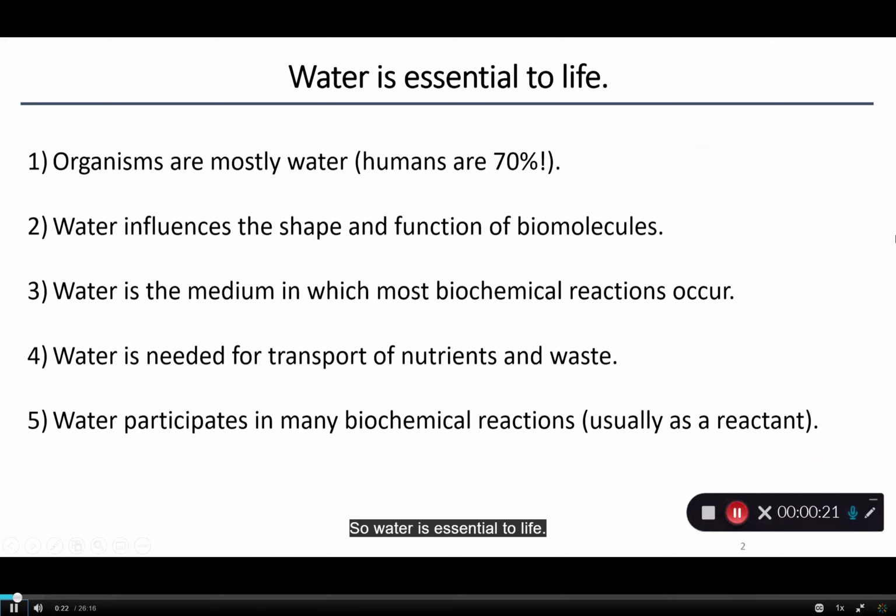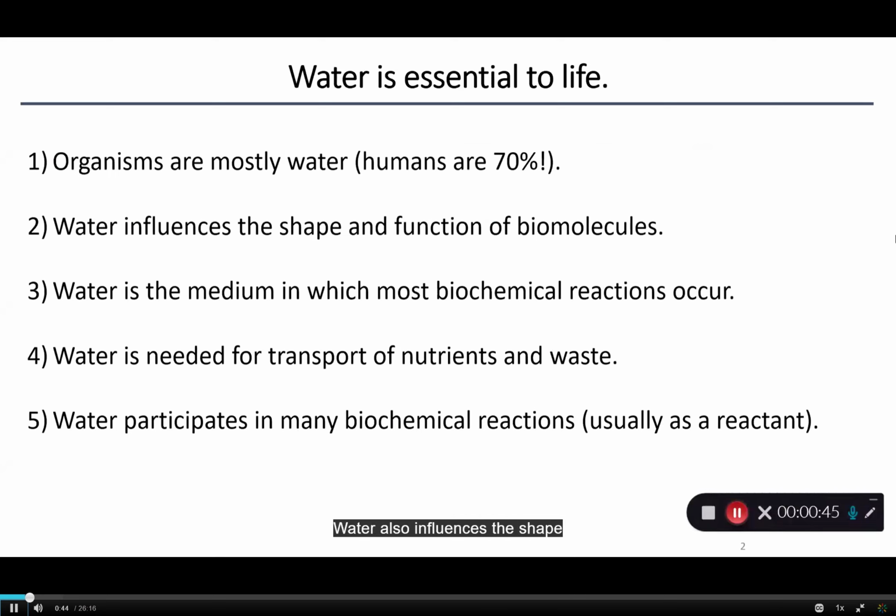Okay, so water is essential to life. This sort of comes naturally to all of us, but why? Why is water so essential to life? Some of these may seem more intuitive than others, but some of them may surprise you. The first is that organisms are mostly water. Human beings are 70% water, so we're essentially aqueous chemical systems.